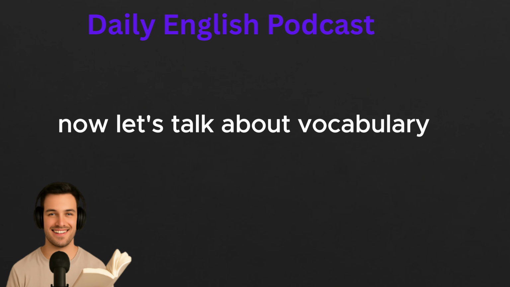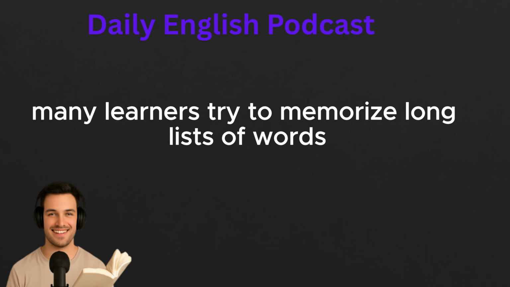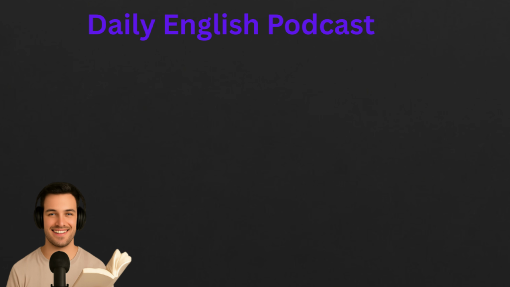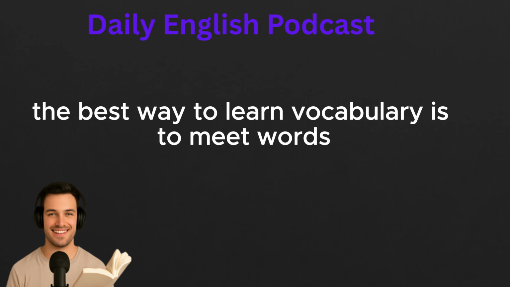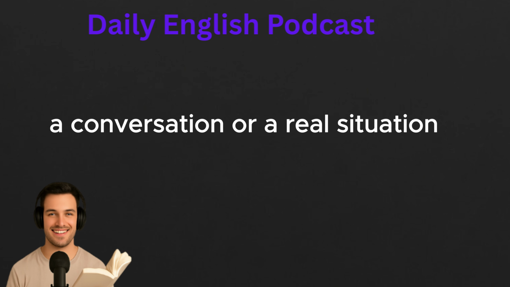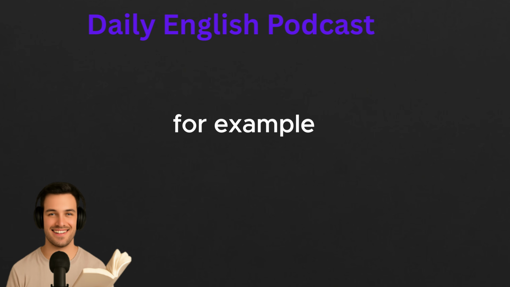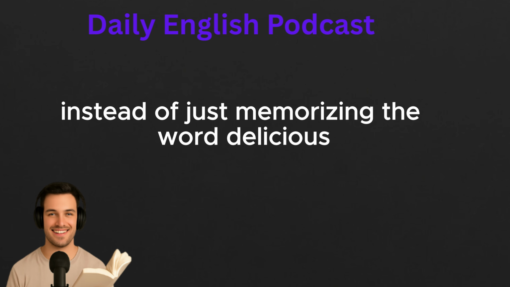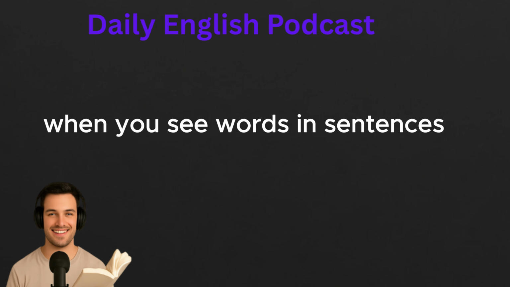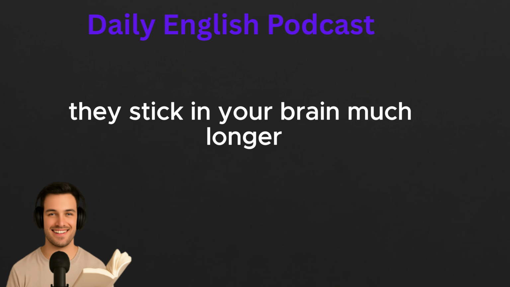Now let's talk about vocabulary. Many learners try to memorize long lists of words, but without context, those words disappear from your memory quickly. The best way to learn vocabulary is to meet words inside a story, a conversation, or a real situation. For example, instead of just memorizing the word delicious, it's better to learn it in a sentence like, "This pizza is delicious. I love the taste." When you see words in sentences, they stick in your brain much longer.